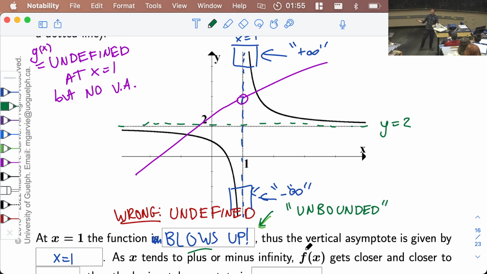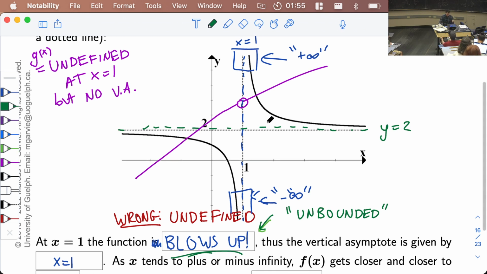Points on the plane, I don't mean a plane in the air. I mean the Cartesian plane, and it was a big mess to sort out. So that's one reason to avoid the word "blows up," because it means something else as well in real life. But in math, it means unbounded. Okay, so now you know all about vertical asymptotes.